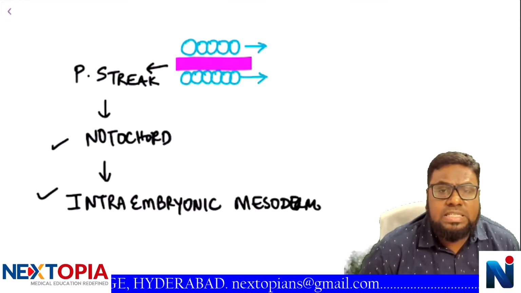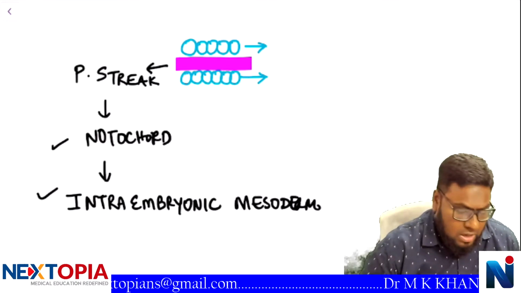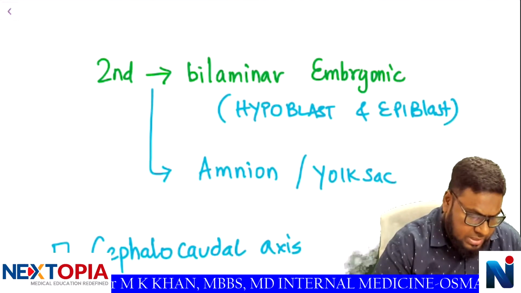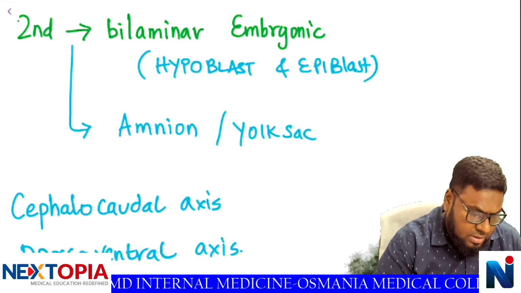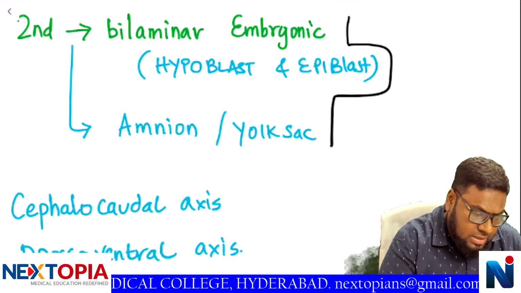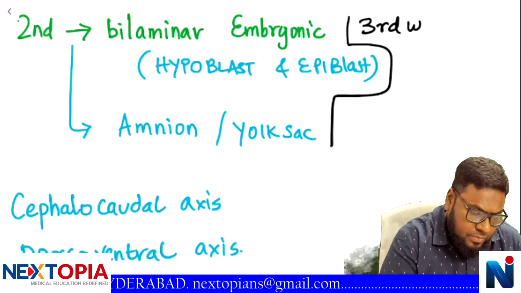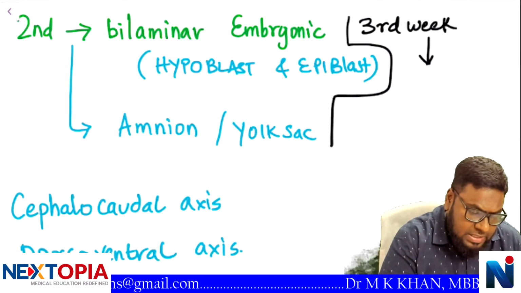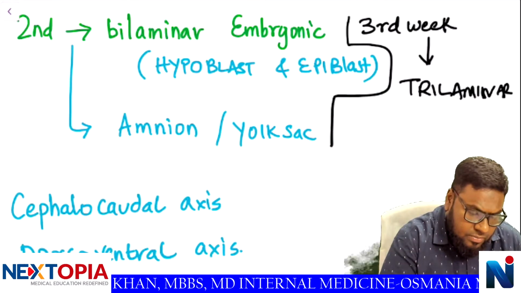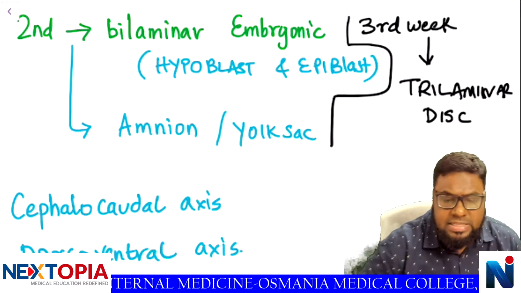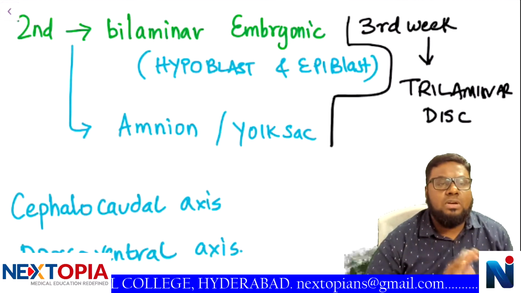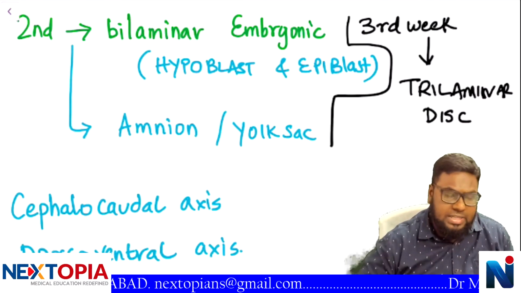And after that, in the early part of the third week, a trilaminar disc is formed. Second week, I told you, marks the bilaminar embryonic disc. By the end of the third week, a trilaminar disc is formed. When I say disc, I'm talking about the embryonic disc. So you can differentiate now, from second to third week, what are the important changes that are occurring.